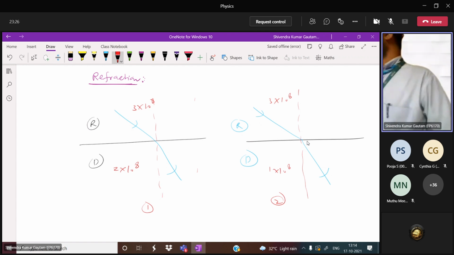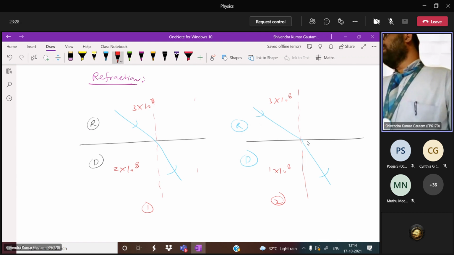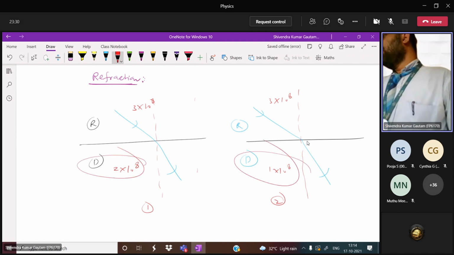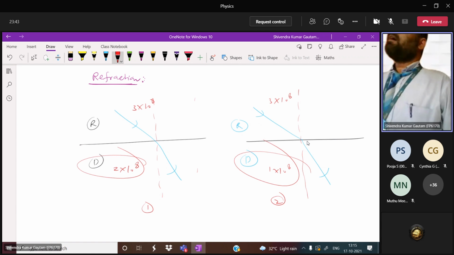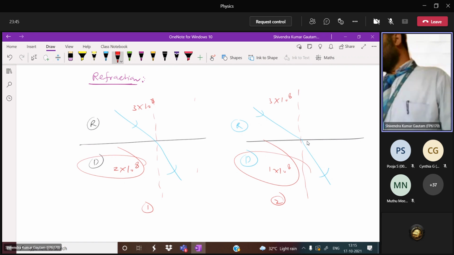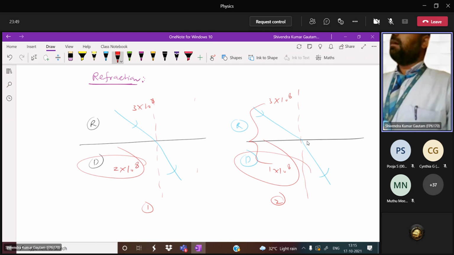How do you know it is the second one? More change in speed of light. This is more dense compared to this one or not? How do you define denser? If the speed of light is less in a medium, that medium we call what? Denser. The medium in which speed of light is more we call what? Rarer medium. So the greater the difference in speed of light, the greater will be the amount of refraction.